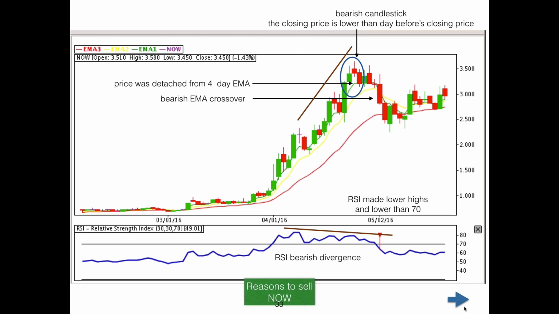Similar to Vita, there's a bearish candlestick. The candle closed lower than the previous day, suggesting momentum had slowed down. RSI made lower highs and dropped below 70. RSI also showed a bearish divergence. There's a bearish EMA crossover, and the price was also detached from EMA4. So you can see the similarities in the sell signals between Vita and now, which is applicable to any security that is in parabolic state.